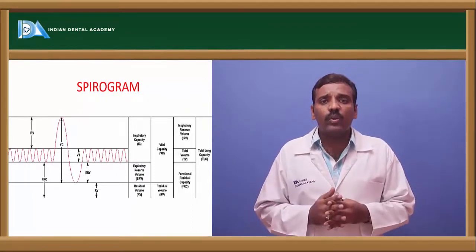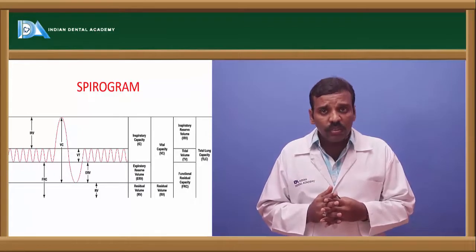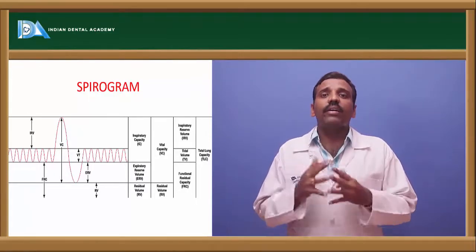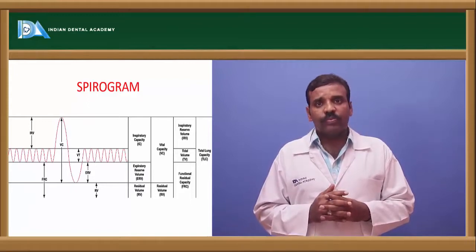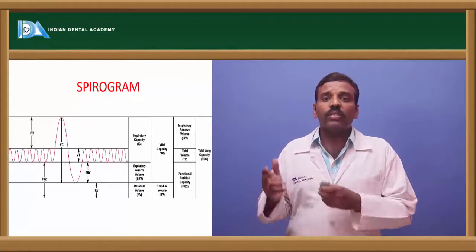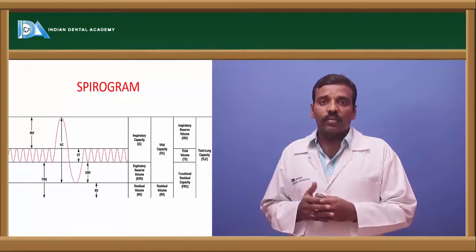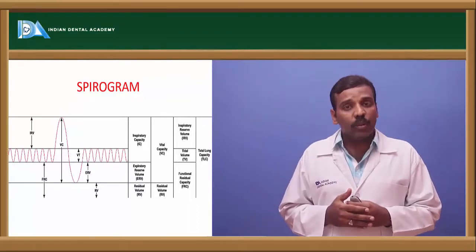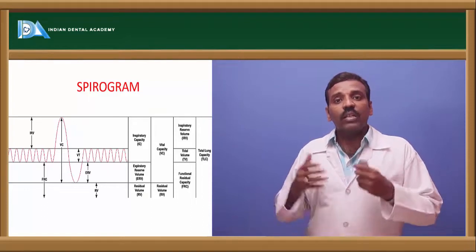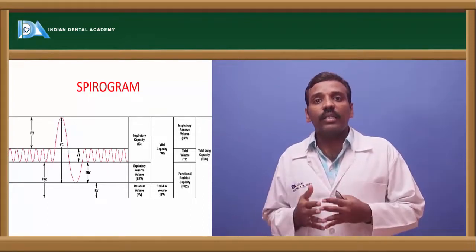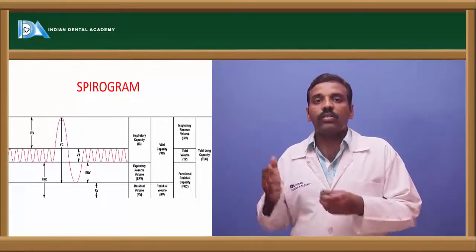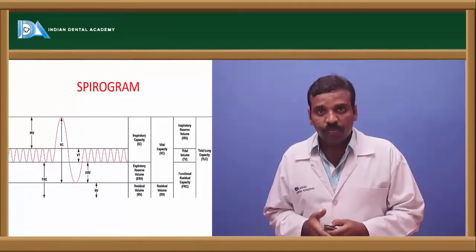And functional residual capacity includes ERV, expiratory reserve volume, and the residual volume. That is eupnea, the normal one. So by this spirometer and this spirogram, we come to know whether the person is normally taking in gases or not. That is what the spirogram shows.